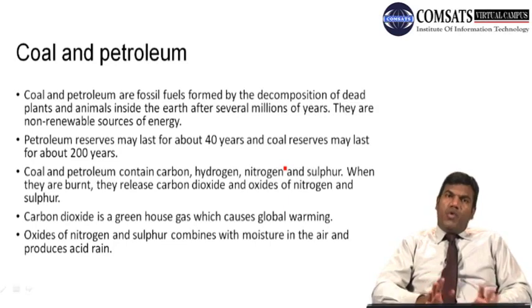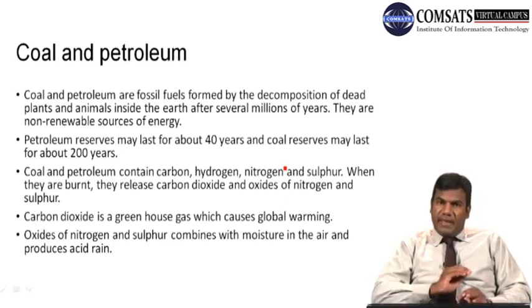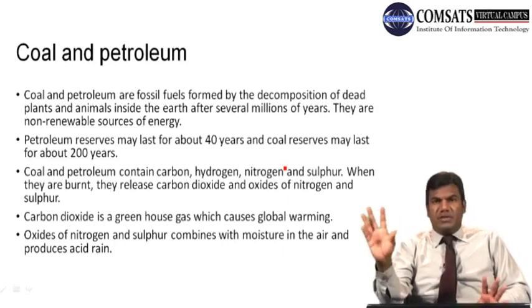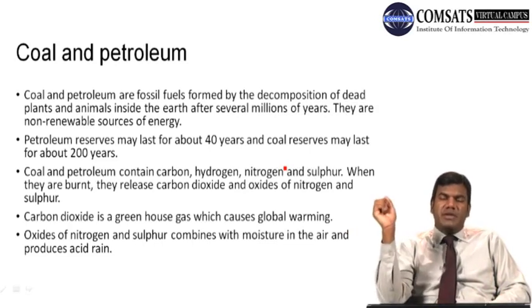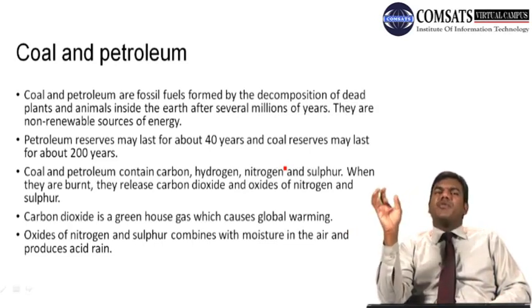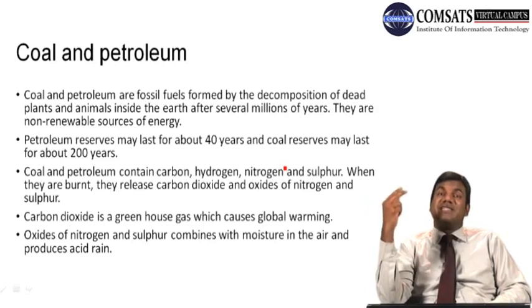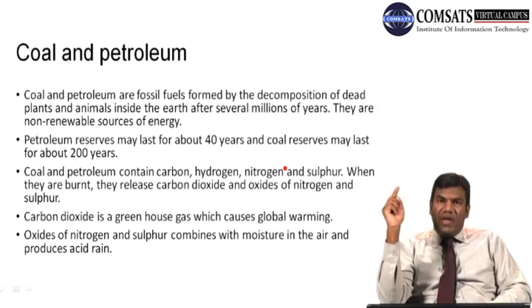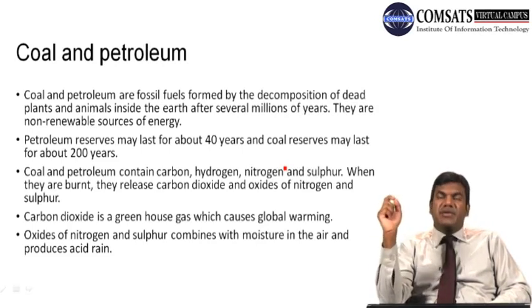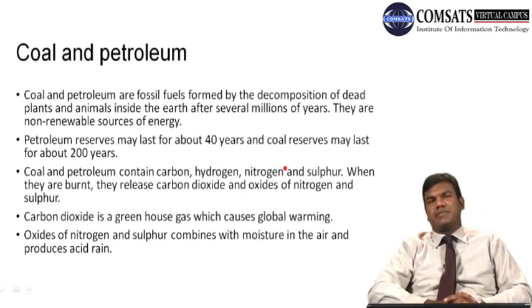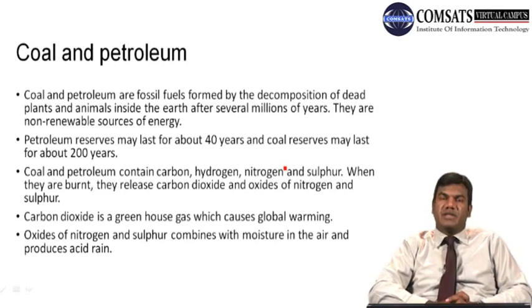Now, coal, petroleum, longer period of time, non-renewable resource, these are the salient features. Now what happens? The composition of coal and petroleum kya hai? That it contains carbon, it contains hydrogen, it contains nitrogen, it contains sulfur. And when they are burnt, they release carbon dioxide and oxides of nitrogen and sulfur. Now here is the problem. This is the catch.